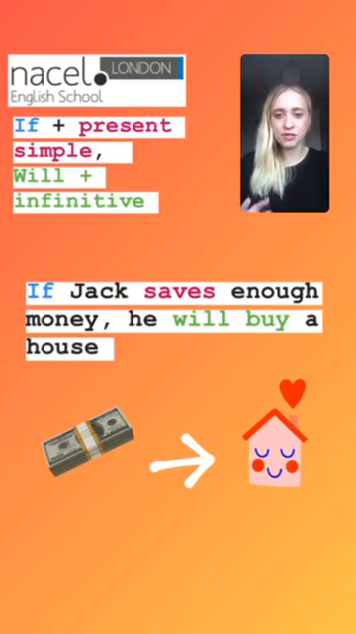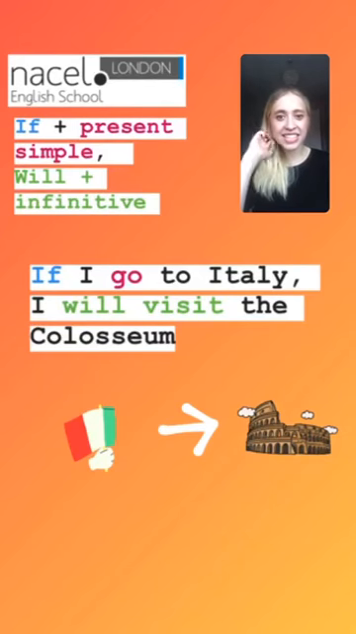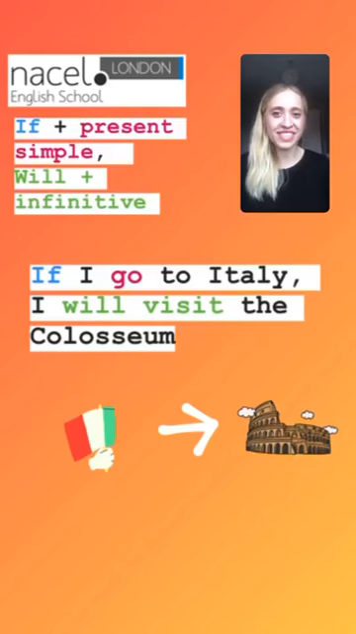Okay, so this is your first example. The second example we have is, if I go to Italy, I will visit the Colosseum. So action 1 is going to Italy and action 2 is visiting the Colosseum. It's not possible to visit the Colosseum if you do not go to Italy. So you must do action 1 and action 2 is more likely.